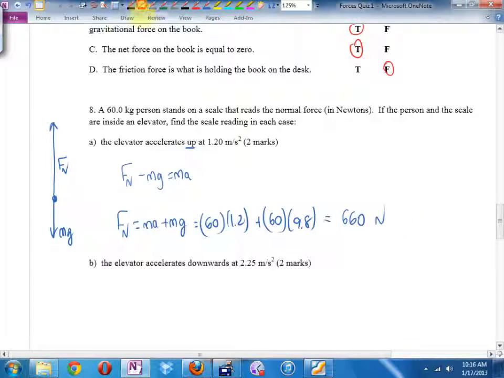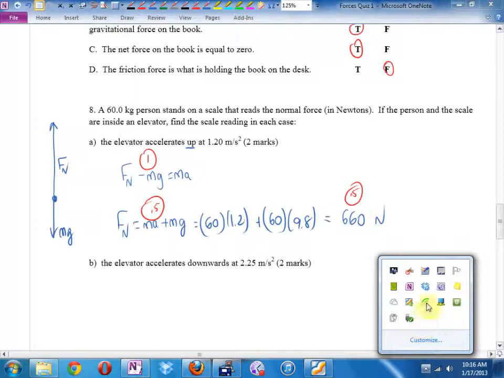So if you got that, you get 2 out of 2. Otherwise, I would probably go something like this. I would give you 1 mark for that, a half mark for that, and a half mark for the answer. Did I actually give you marks for the free body diagram? No. Does it help and make it easier and take all of 1 second to sketch? Yes, it does.